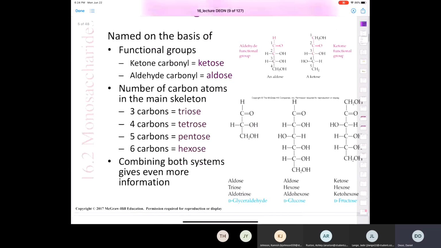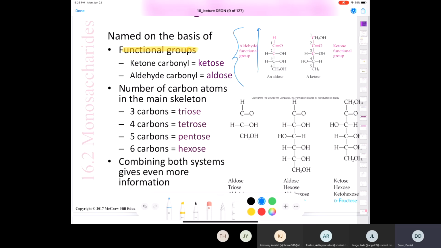Naming monosaccharides, the good news is you don't have to know the actual name of every monosaccharide out there. That would be very difficult to do. It says here that monosaccharides are named on the basis of two things: the number of carbon atoms and functional groups. So in our carbohydrate, if we have a ketone, we call it a ketose. And if we have an aldehyde, we call it an aldose. Let me show you what that means. If you take a look at these two carbohydrates right here, you look at the carbon that's at the top.